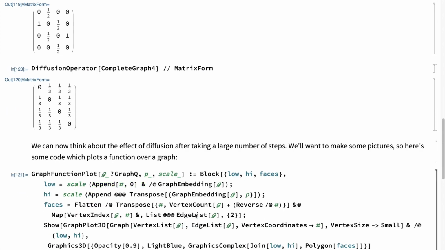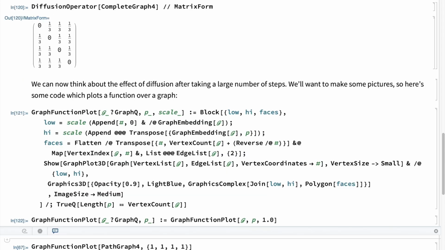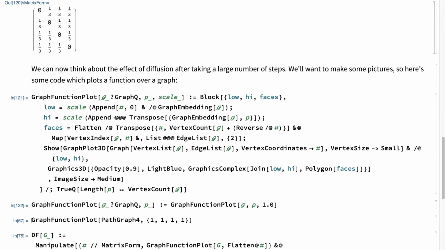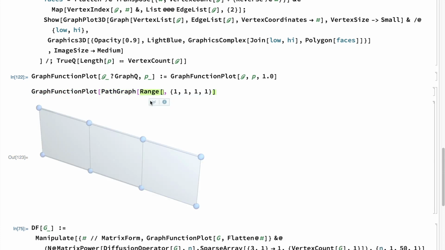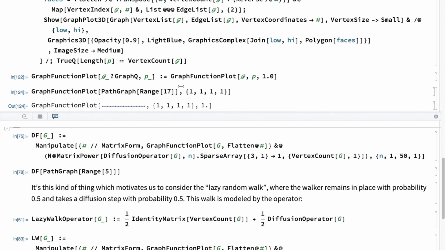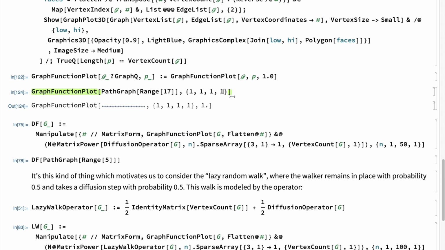So I'm just going to invoke some code that I wrote before. What it does is it plots functions over a graph. So I'm going to plot the function 1, 1, 1, 1 over the path graph with 4 vertices, and you get a picture like this. If I did it over the path graph with 17 vertices, sorry, I need 17 ones, of course.